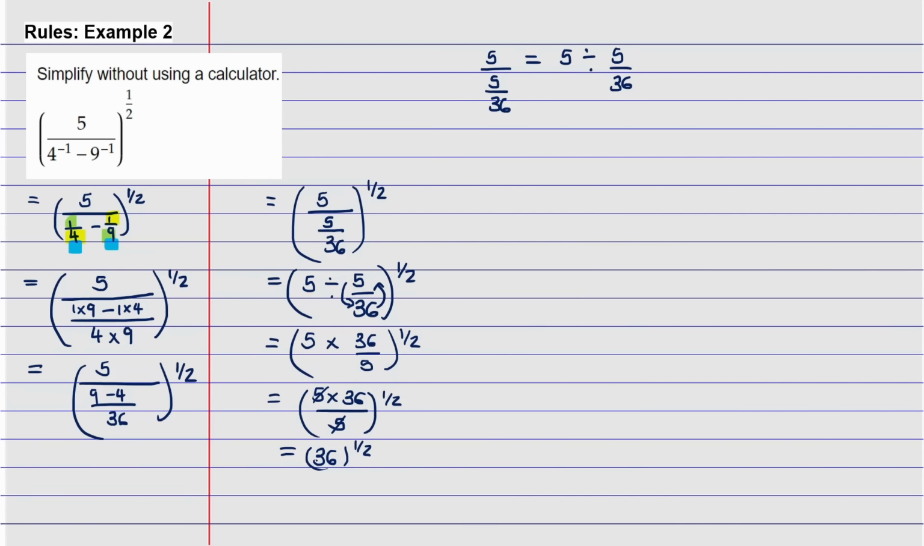Now we can basically change this into a square root, right? So it's going to be the same as root 36. 36 is a perfect square, so therefore our answer is going to be equal to 6. So this will be your final answer for this question.